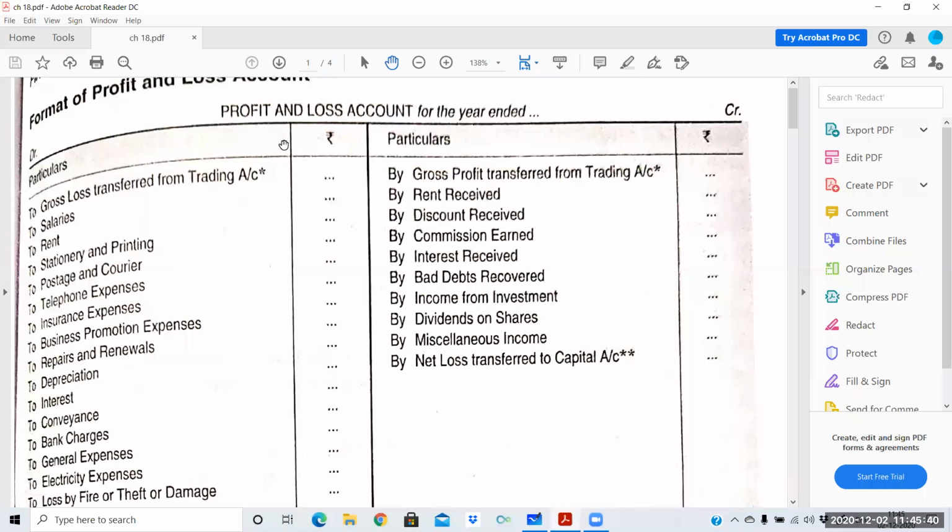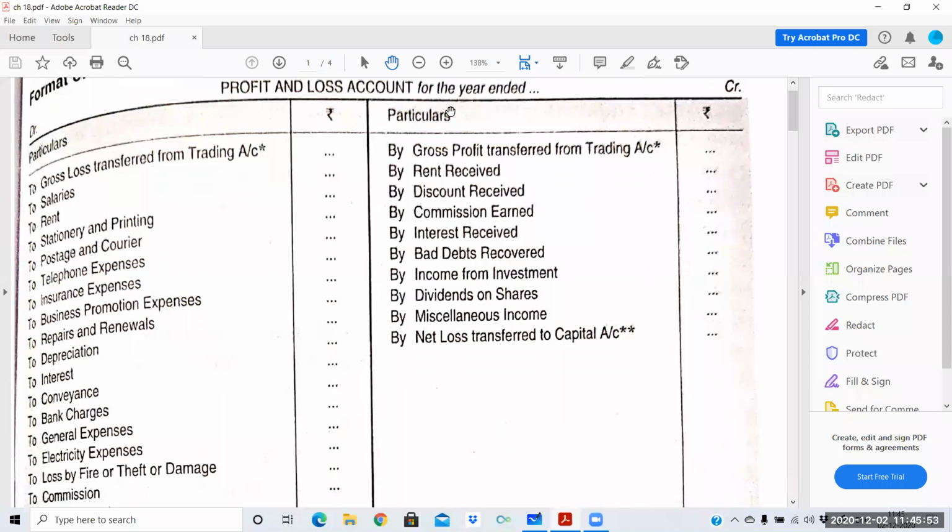Same format we will be preparing as we had prepared for trading account. Instead of writing trading account, we will be writing profit and loss account for the year ending. So again, it will be having two sides. One is the debit side and one is the credit side. On debit side, all the expenses will be recorded, and on credit side, all the incomes will be recorded.